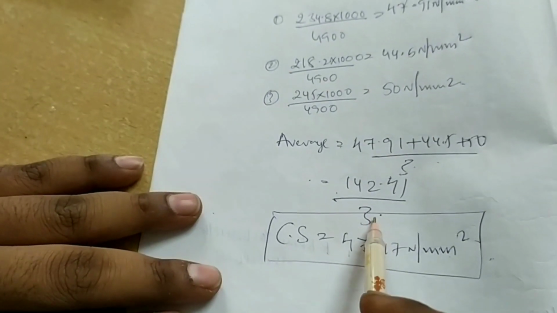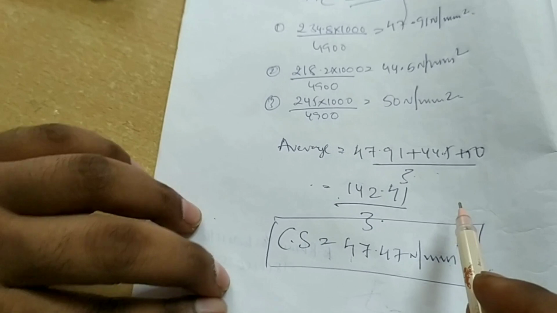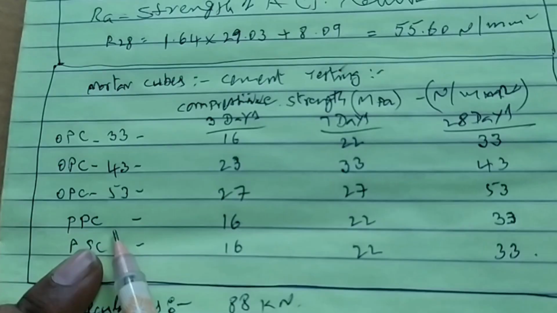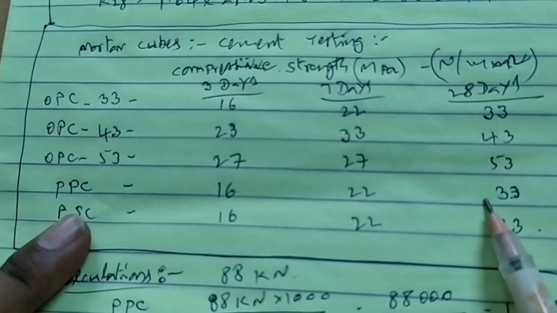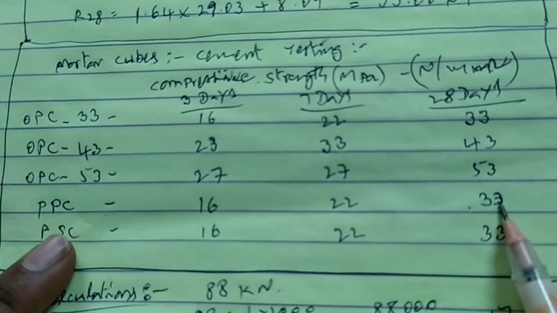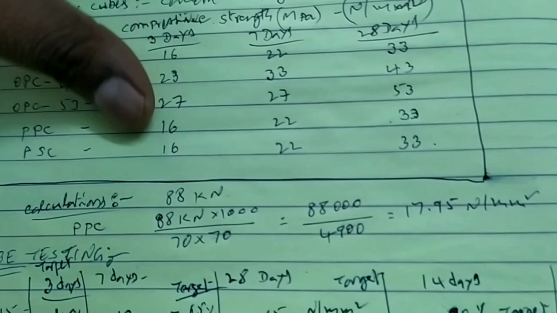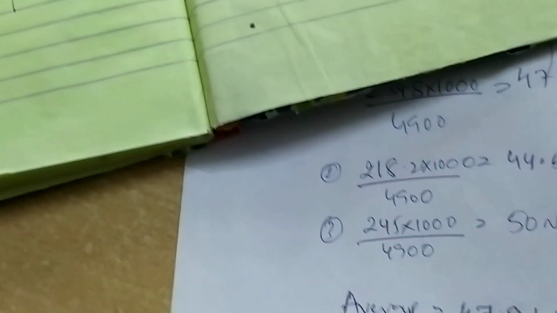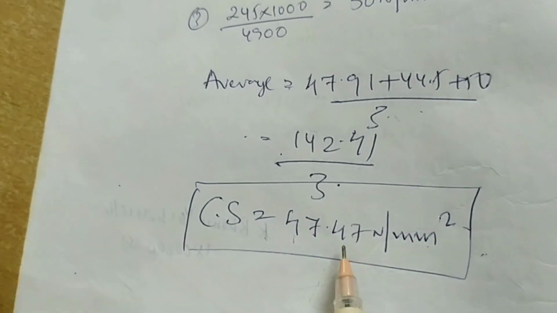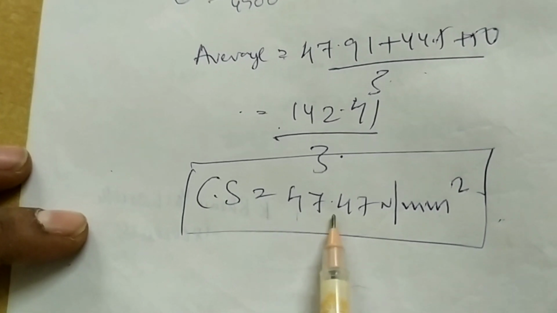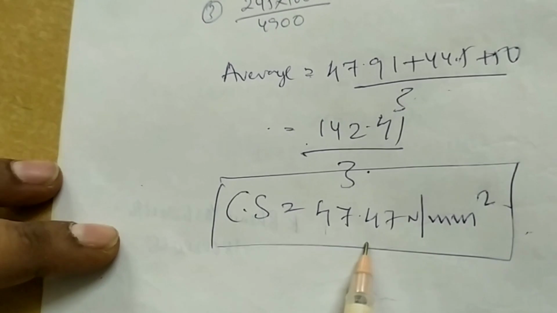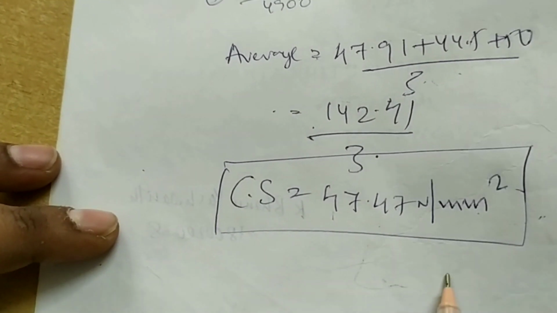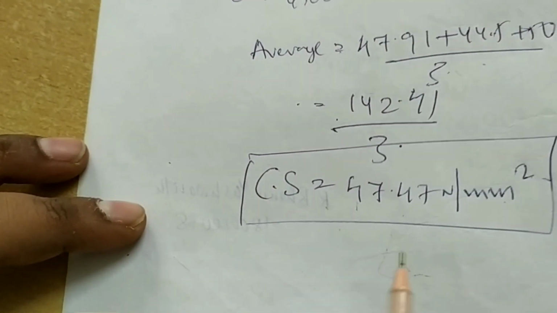So as per IS code, for the PPC cement at 28 days, the compressive strength we should get is 33 Newton per mm square. And here, after casting the cubes and testing in the compression testing machine, we have got 47.47 Newton per mm square. The minimum is 33, so we got 47. So we get good results. This is the compressive strength of the cement mortar cubes.